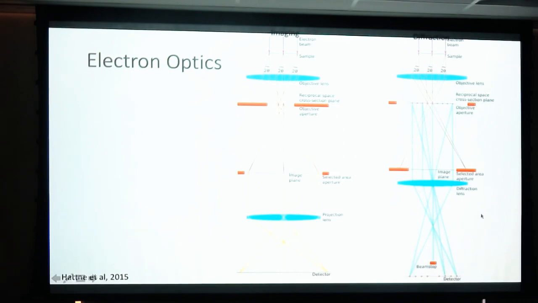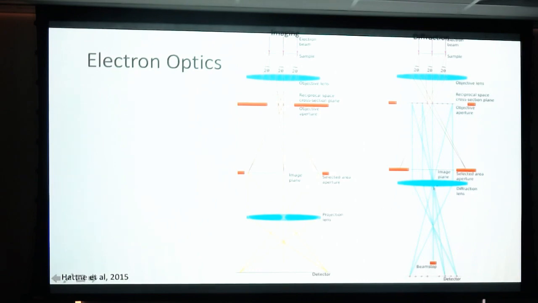You don't normally press that button, especially when you're aligning it. You do, because when you're aligning it, you can then see what's going on in the back focal plane, and so you can use the diffraction image to make sure that your objective aperture is centered. But when you're collecting diffraction images, you don't want any objective aperture in here at all, because you want to collect all of the highly scattered beam, because that's where all your high resolution spots are.